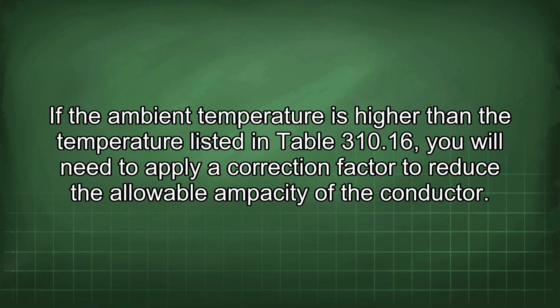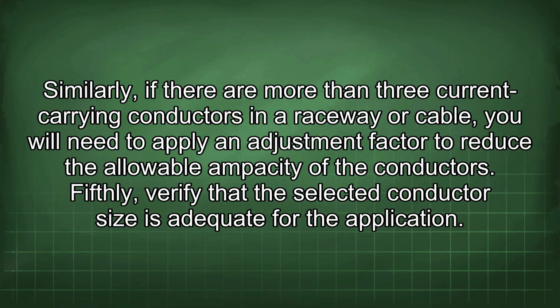If the ambient temperature is higher than the temperature listed in Table 310.16, you will need to apply a correction factor to reduce the allowable ampacity of the conductor. Similarly, if there are more than 3 current-carrying conductors in a raceway or cable, you will need to apply an adjustment factor to reduce the allowable ampacity of the conductors.